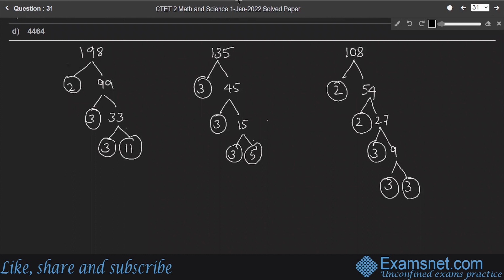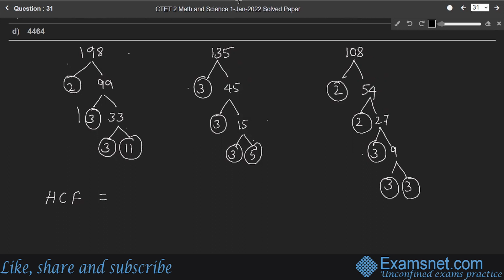So here first find out the highest common factor, that is HCF of these three numbers. So HCF is equal to the highest common factors. First of all, what is the common factor here? Only 2 is the common factor for only 198 and 108. But 3 is one of the common factors of all the three numbers, 198, 135 and 108.